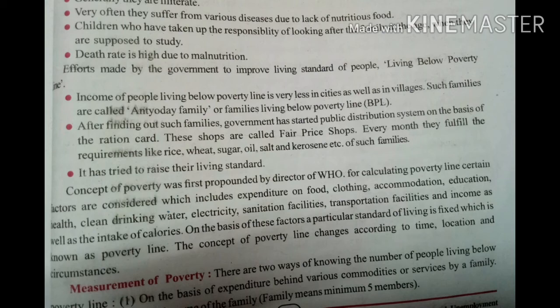The concept of poverty was first propounded by the director of WHO, World Health Organization. For calculating poverty line, certain factors are to be considered. So, poverty line is an imaginary line which is calculated on the basis of expenditure on food, clothing, shelter, education, health, clean drinking water, electricity, sanitation facilities, transportation facilities, level of income and level of consumption in terms of intake of calories. A particular standard is fixed on the basis of these factors, which is described as poverty line.